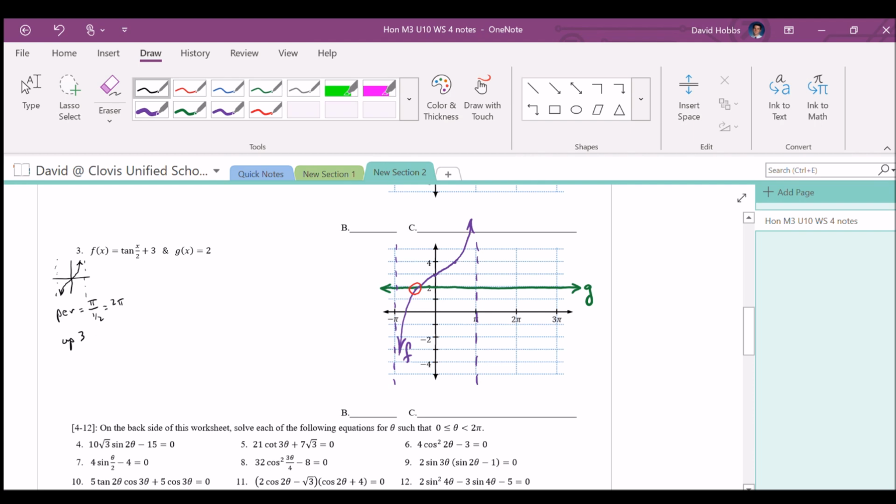And so we can see the graph of just the first period. Now remember, tangent is also a periodic graph, and so there would be another shape out there to the right. When we set the two equations equal to each other, tangent x over 2 plus 3 equals 2. And so we get tangent x over 2 equals -1. Okay, now the coefficient for the x for the tangent is a 1/2.